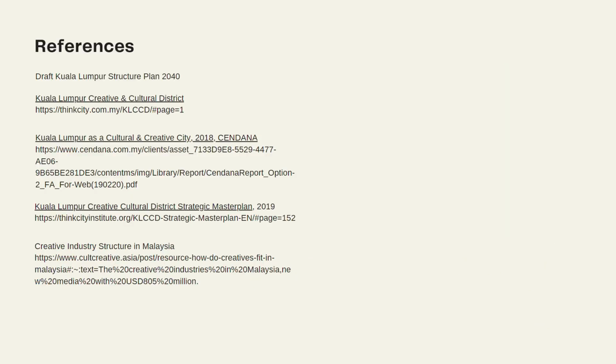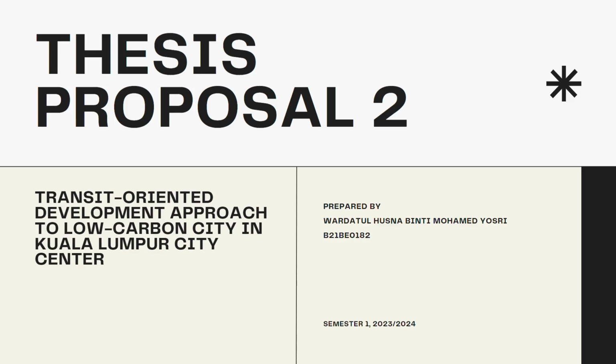This is the list of references. This is the second proposal, which is about low carbon city.